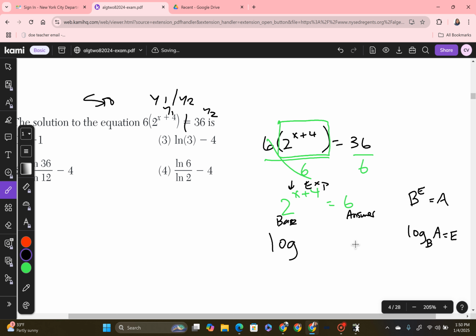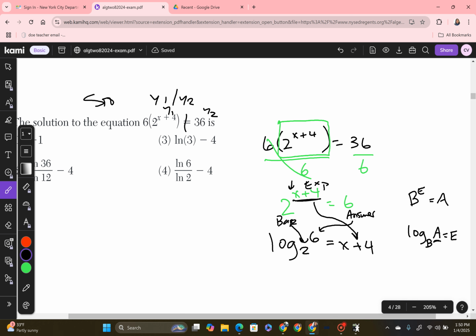So our base is 2, so I'm going to put my base here. The answer goes after it, so I'm going to put my 6 here, and it's going to equal my exponent. My exponent is x plus 4. So I'm just repositioning it. Okay, my base goes here, the answer goes here, and the exponent goes here.